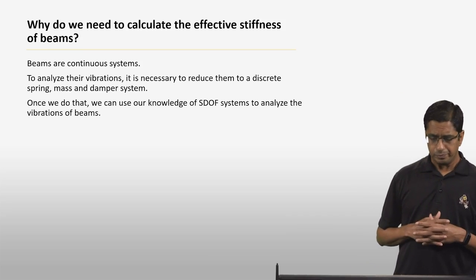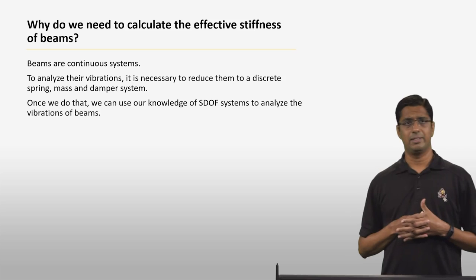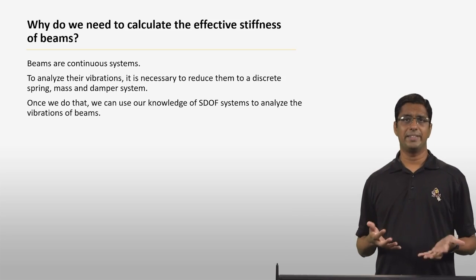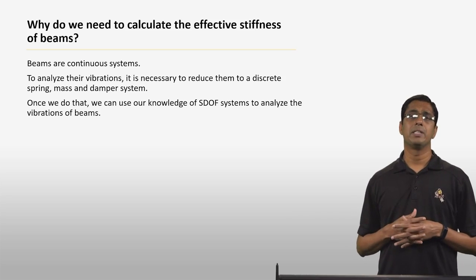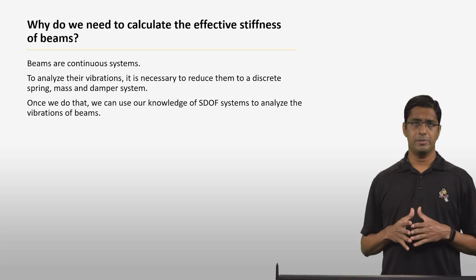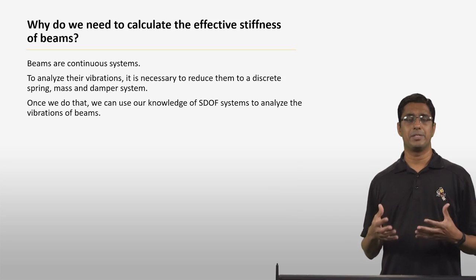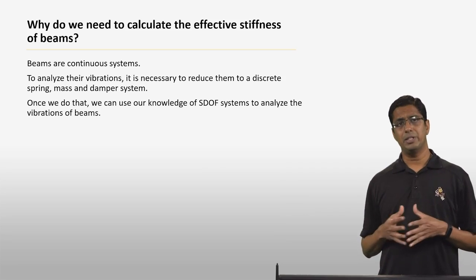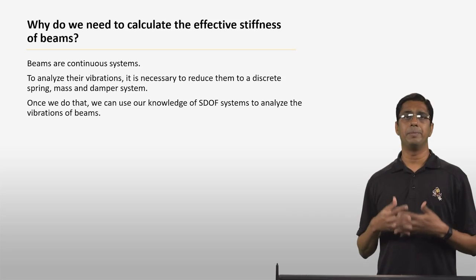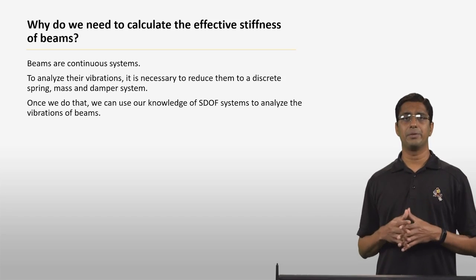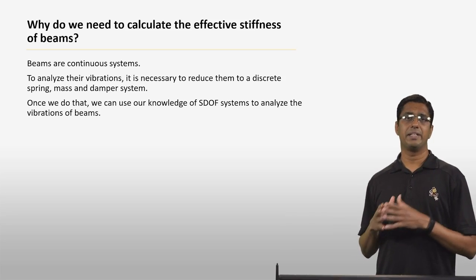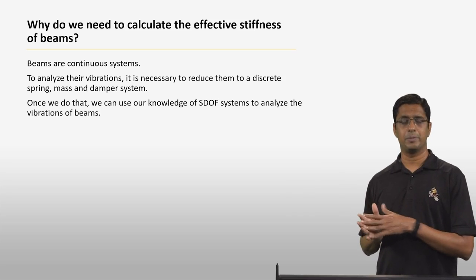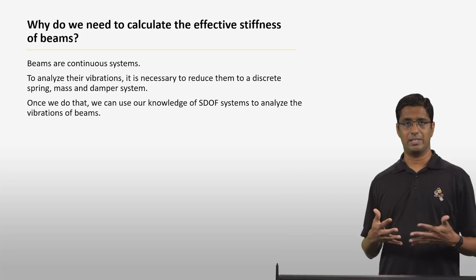So the first question you have to ask is, why do we need to calculate the effective stiffness of beams? The reason is beams are continuous systems, or in some sense you can call them infinite degree of freedom systems. If you want to analyze the vibrations of beams, we need to reduce them to a discrete spring mass damper system, because that is the one you have learned how to analyze in this class.